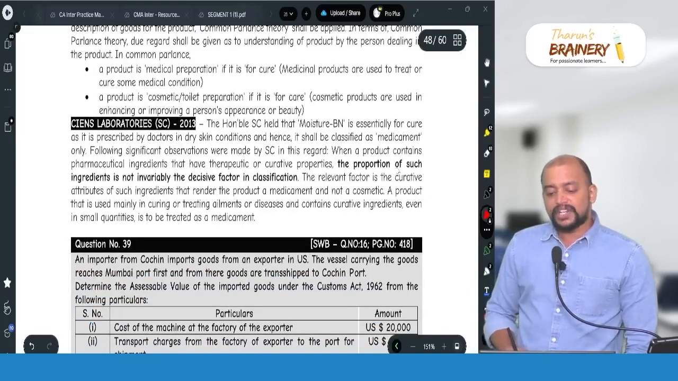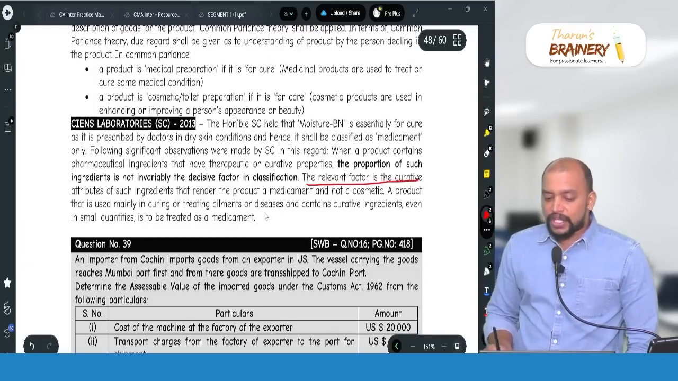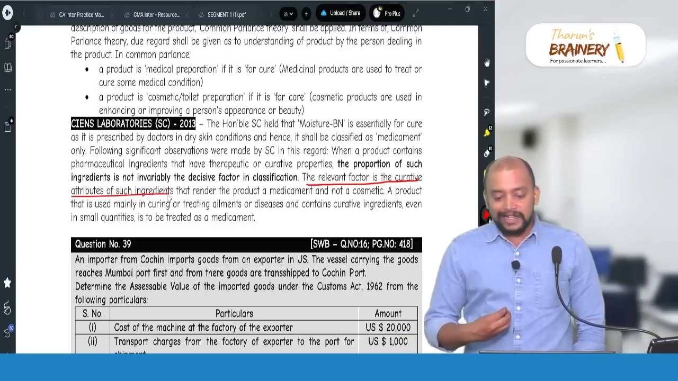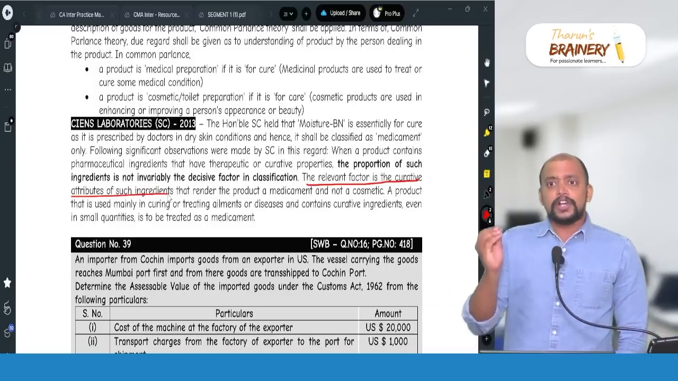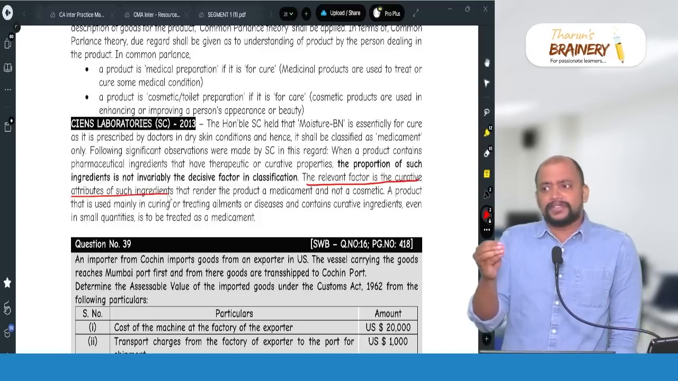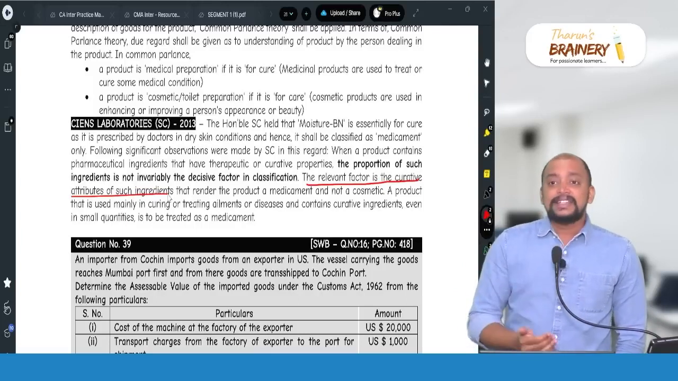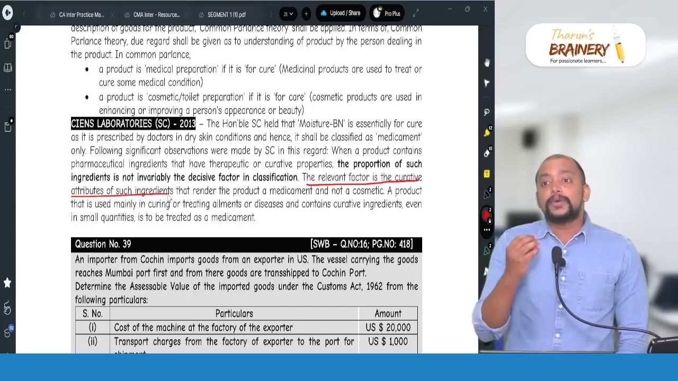Their observation is that when a product contains pharmaceutical ingredients that have curative properties, the proportion of such ingredients is not invariably the decisive factor. The relevant factor is the curative attributes of such ingredients. So the Supreme Court is telling us this is an overriding case. It's a contrary case. Generally, cosmetic products are classified so because of their usage. But here they are not applying trade parlance. They are saying that even though it is available in the market without prescription, it has a curative property.